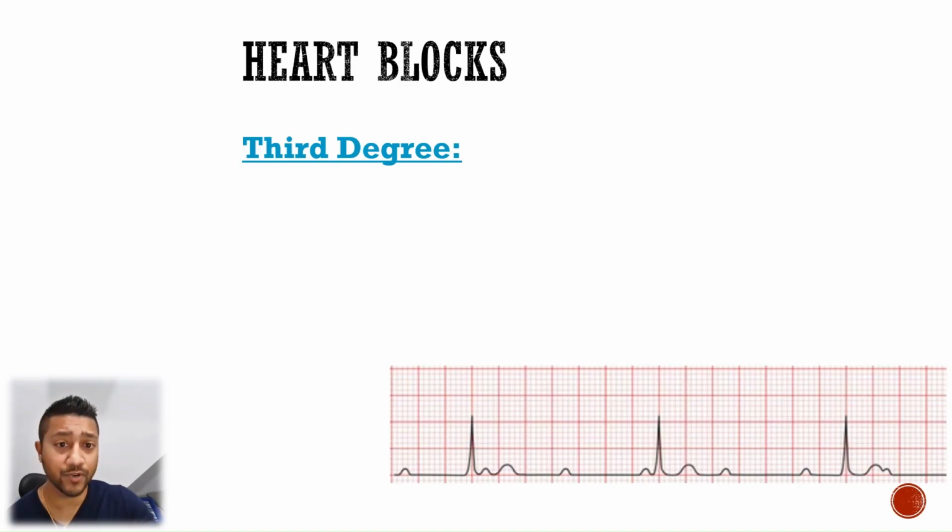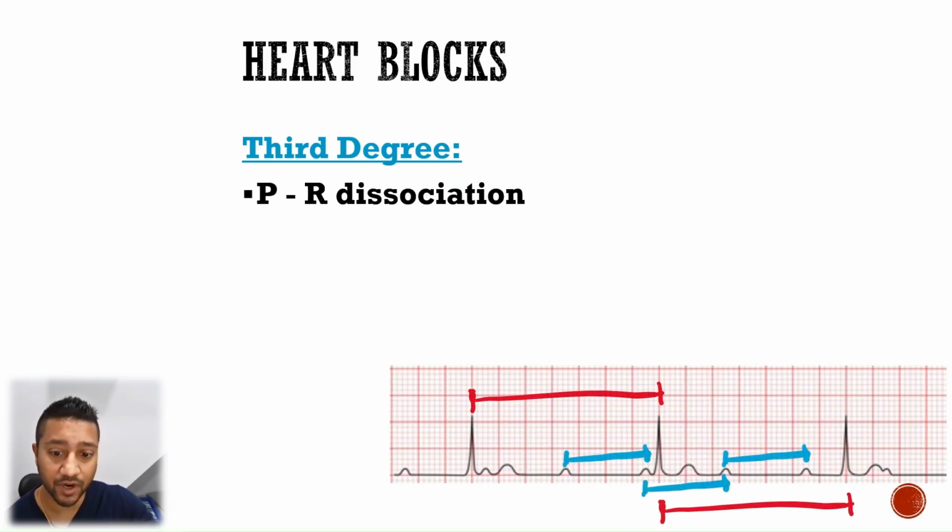When you have a third-degree heart block or complete heart block, you have such bad AV nodal disease that now there's a complete disassociation between the atria and the ventricles of the heart. So by nature, there's complete disassociation between the P waves and the QRS waves. You'll see that the P waves are evenly spaced apart and the QRSs are also evenly spaced apart, but there's no actual relationship between them.